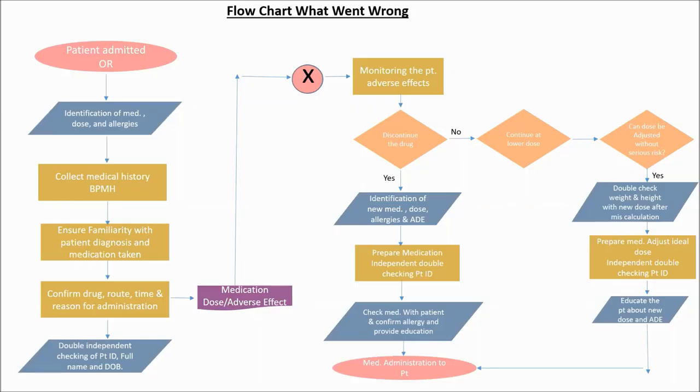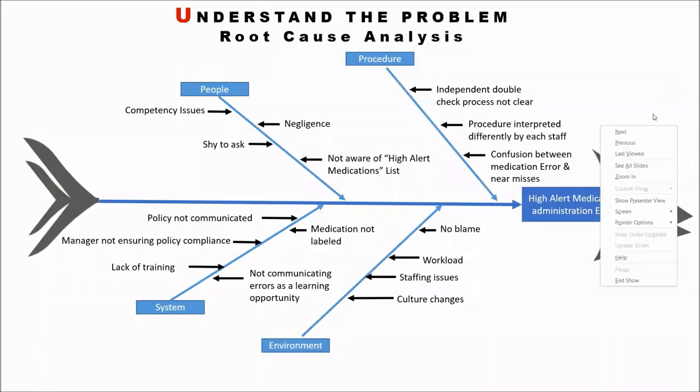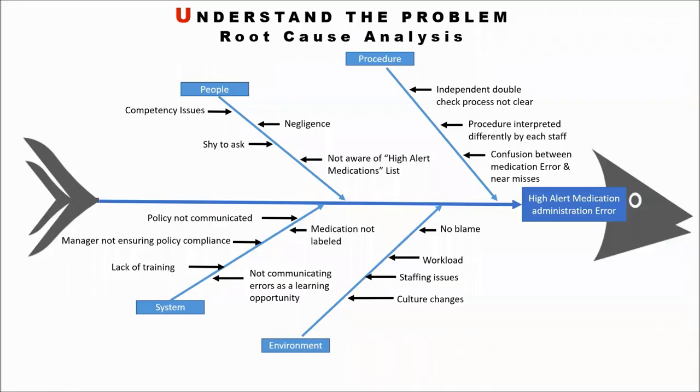Next slide. Excellent flowchart. Thanks. Okay, next slide. Yes, SIPOC. SIPOC obviously is dependent on the supplier, the input, the process, the output, and the customer. And the supplier is the pharmacist. Excellent. Clear. Next slide.